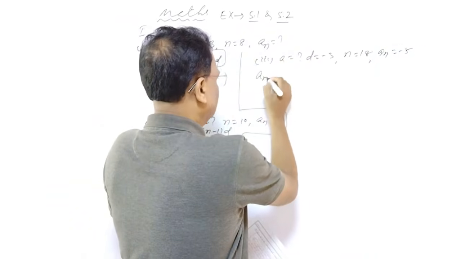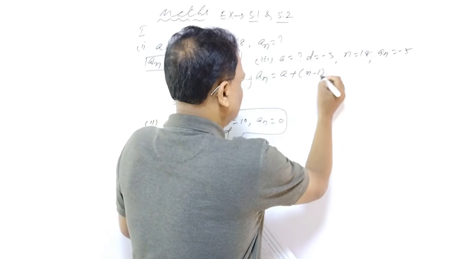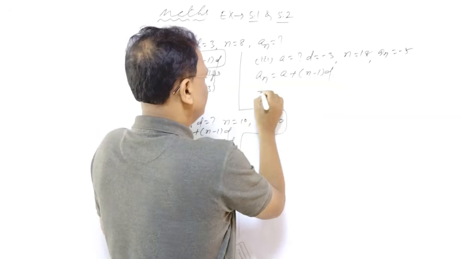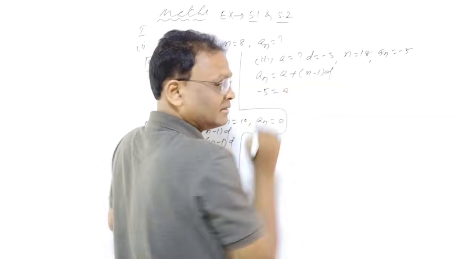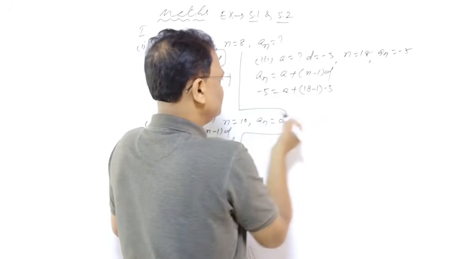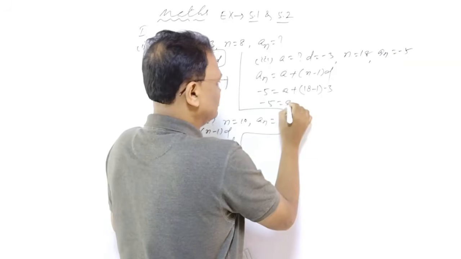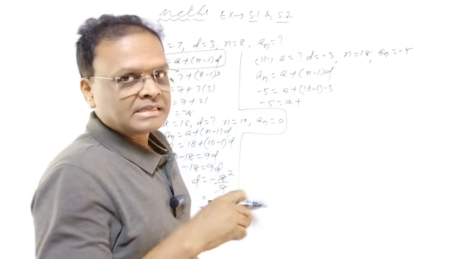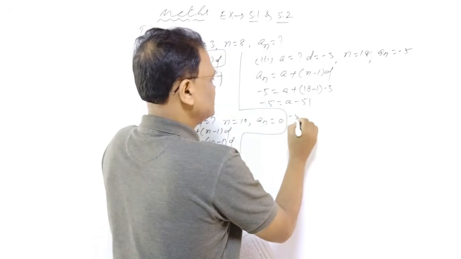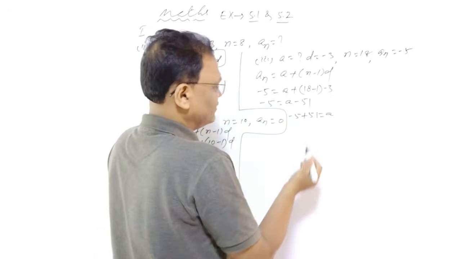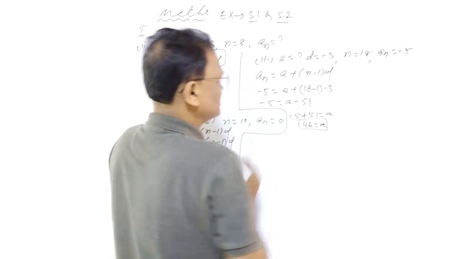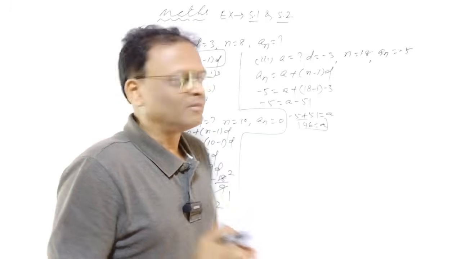Same formula, that's all. A_n is equal to A plus (n minus 1) into D. Again and again try to use the formula so that you can remember. What is A_n? Minus 5. A is not given, let me keep it as it is. Plus n, 18 minus 1. D is minus 3. So minus 5 is equal to A plus 17 times minus 3. 17 threes are 51. Now minus 5 plus 51 is equal to A, which implies 46. So A value is equal to 46. Nothing special, I am simply using the formula, that's all.